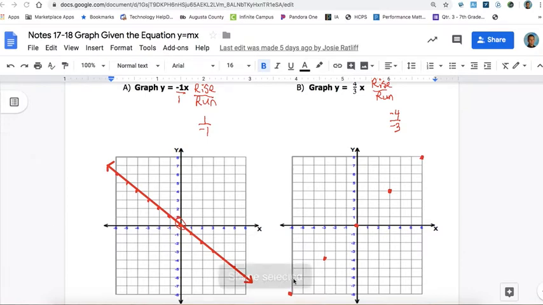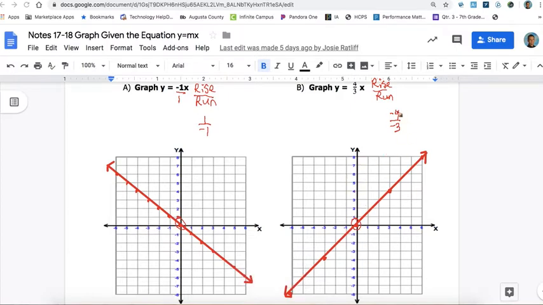Use your ruler to connect and draw arrows in both directions. And circle where it crosses the y-axis.